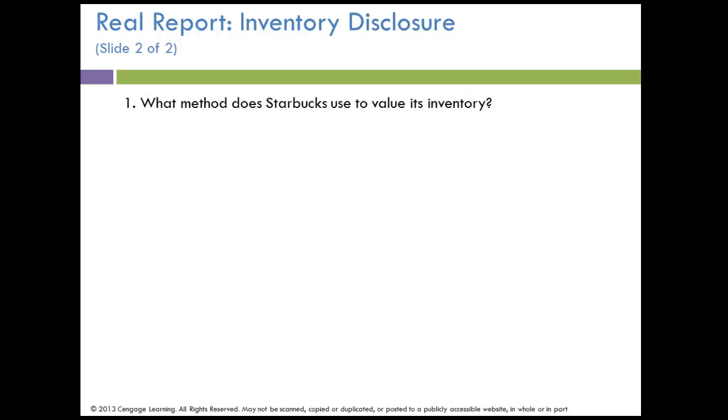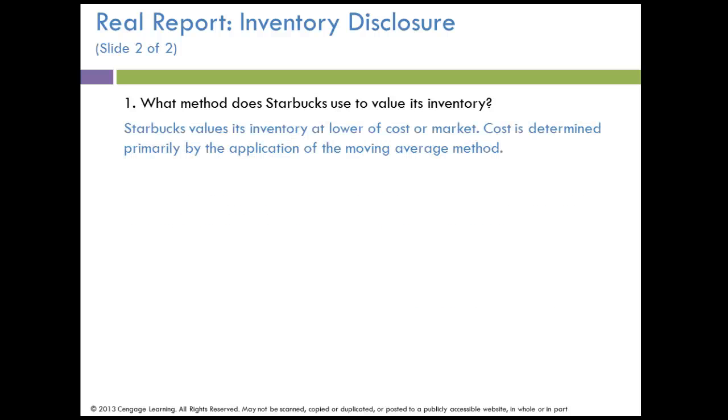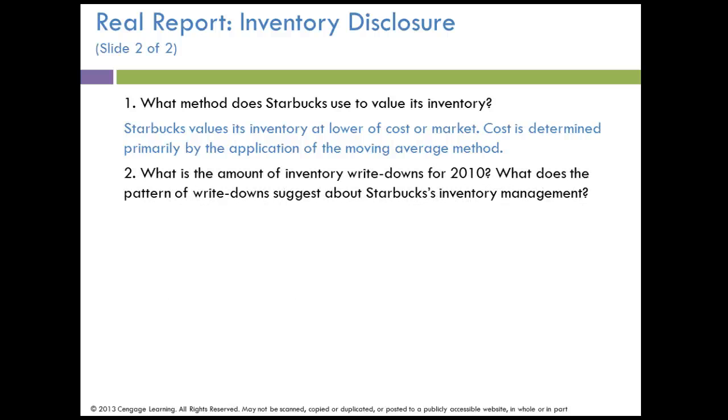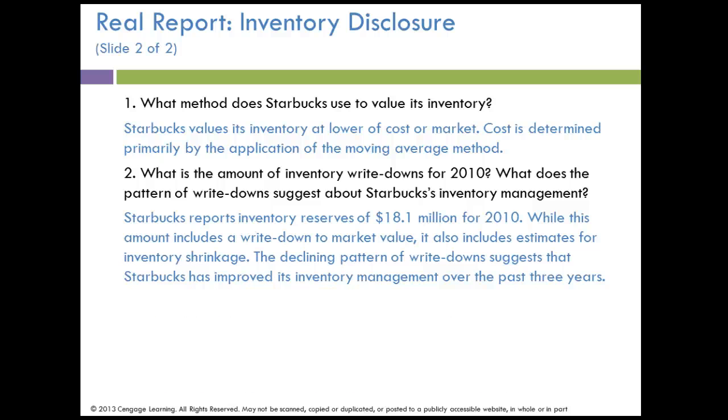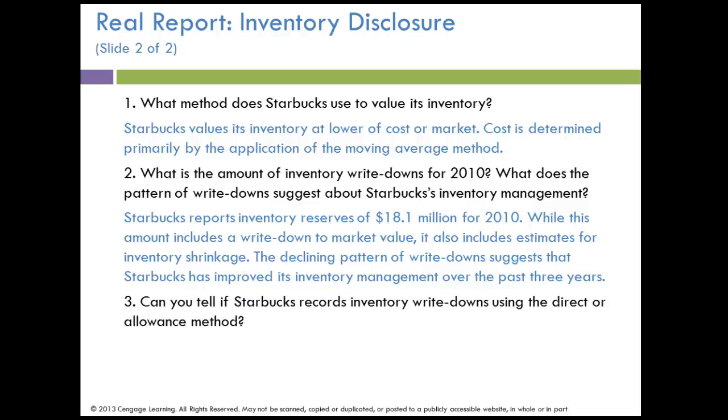What method does Starbucks use to value its inventory? Starbucks values it lower of cost or market. And remember, I think we talked about a couple weeks ago or last week, they do use that moving average method. And what amount of inventory write-downs for 2010 did Starbucks have? They had a reserve of $18.1 million. While this amount includes a write-down to market value, it also includes estimates of the inventory shrinkage.